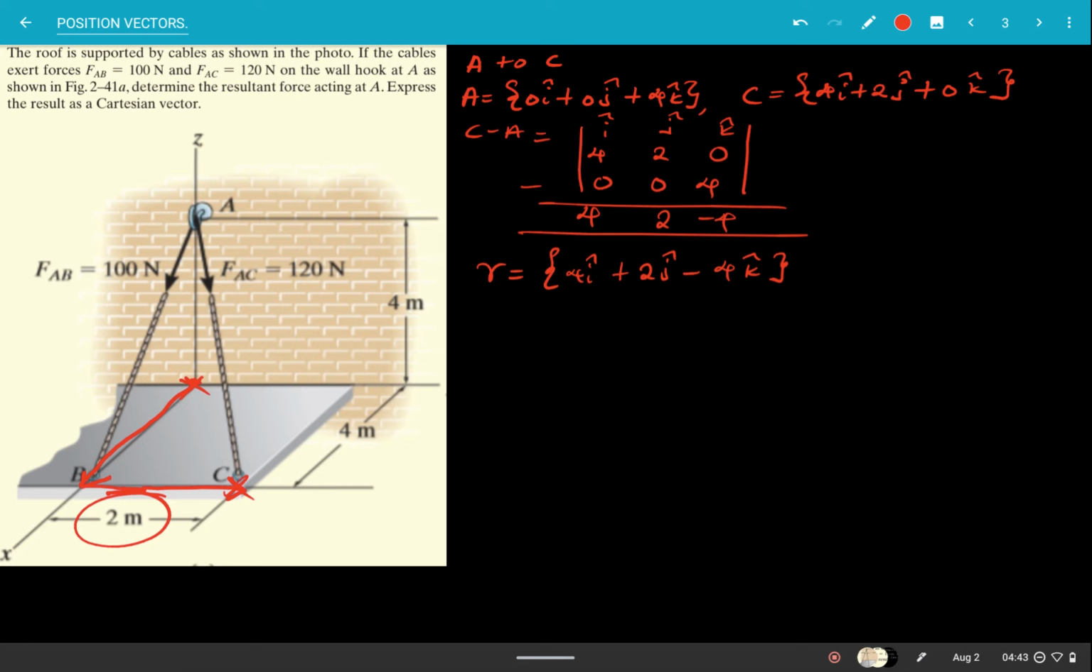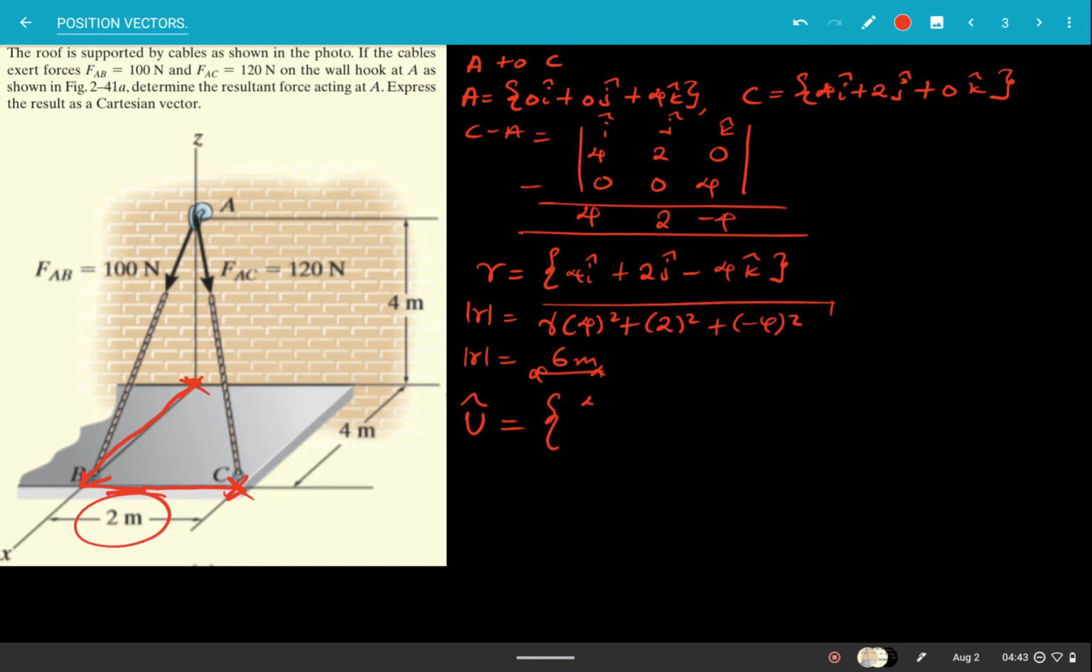After that, we find the length, which is the absolute form of what we have. So 4 squared plus 2 squared plus minus 4 squared. So if we take the absolute form of this, we get our length to be 6 meters, like that. So once we get our length to be 6 meters, we then have to find the unit vector. So the unit vector, remember, it's the component in the I divided by the magnitude.